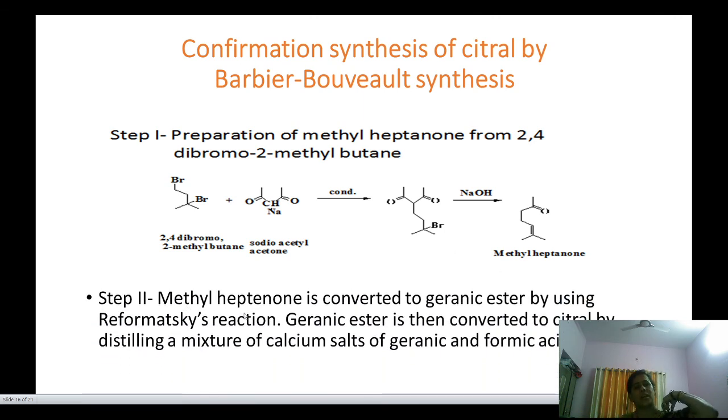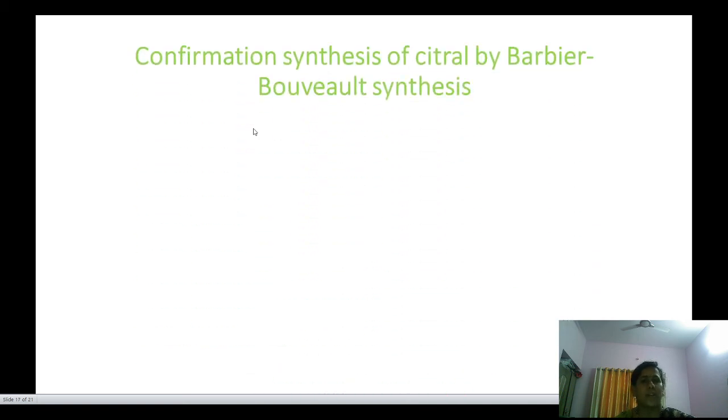In the next step, methyl heptenone is converted into a geranic ester by using the Reformatsky reaction. You have already studied this reaction in basic part 2. For your convenience, note down the previously stated Reformatsky reaction. Geranic ester is then converted into citral by distilling a mixture of calcium salts of geranic and formic acids.